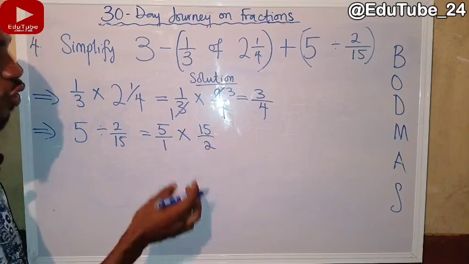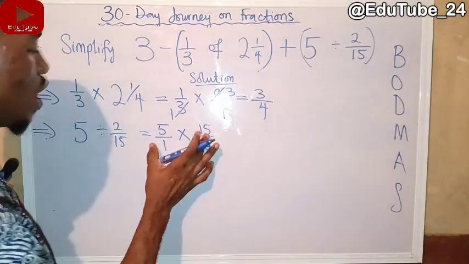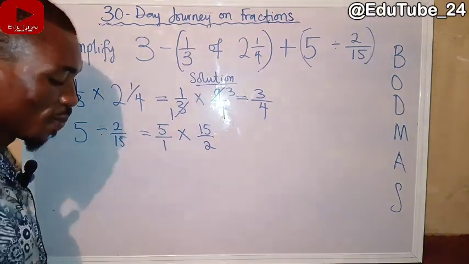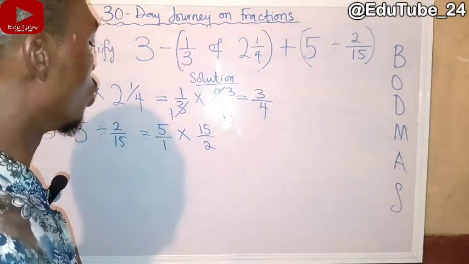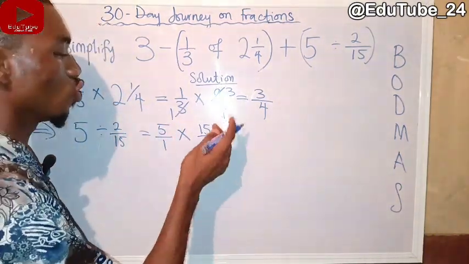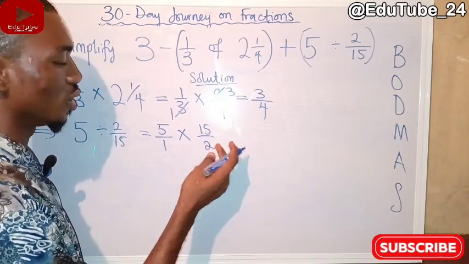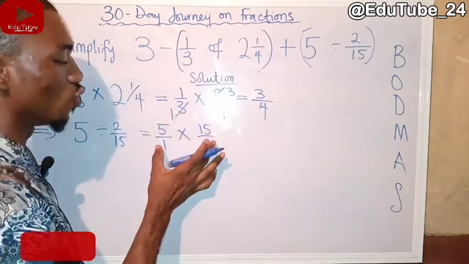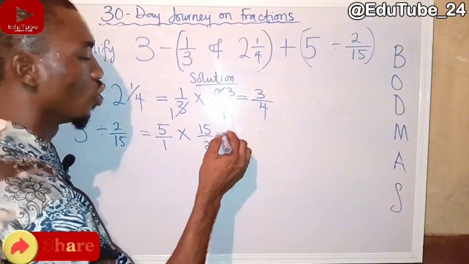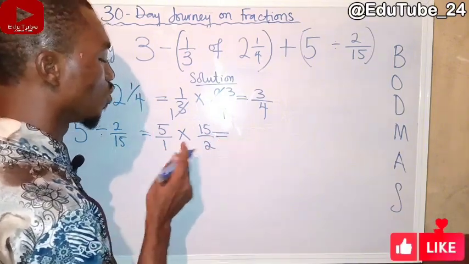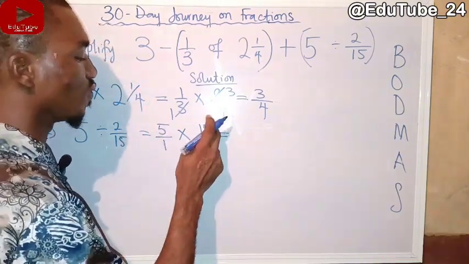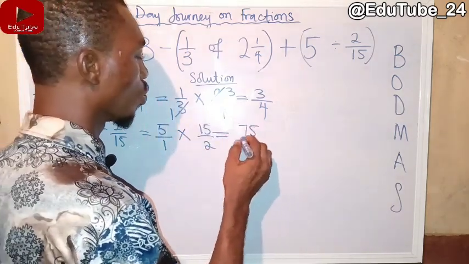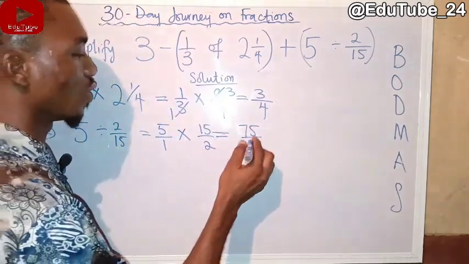Now we can look for a common factor that can divide. We can't have a common factor that can divide, so we just multiply straight, because 5 and 2 are odd and even numbers which cannot divide each other, and 2 cannot divide 15, there is going to be a remainder. Likewise, 2 cannot divide 5, there is going to be a remainder. So there is no common factor among them. So we multiply the numerators and we multiply the denominators. So 5 times 15 will give us 75, over 1 times 2, and that will give us what? 2.